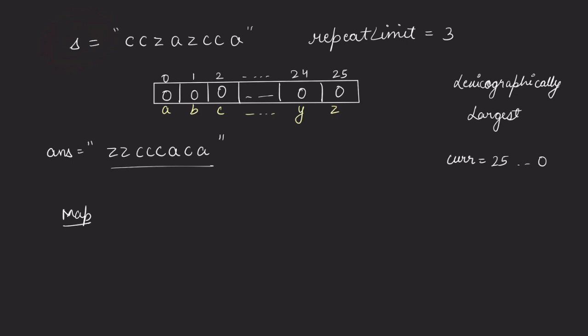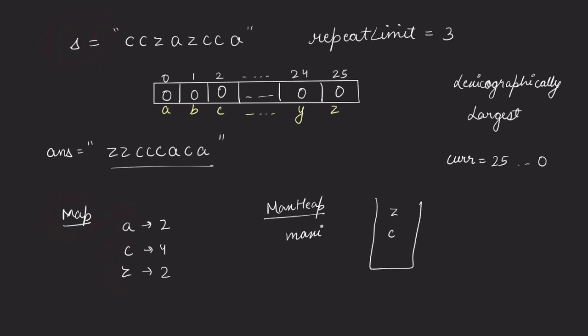right? So the only unique characters we are having are A, C and Z. A is coming 2 times, C is coming 4 times and Z is coming 2 times, right? So this map will now contain only the unique characters present in the string S and not all 26 characters, right? And then we can create a max heap, right? We can create a max heap named maxi, and then inside this we can store our characters, right? So this will store as ZCA, right?